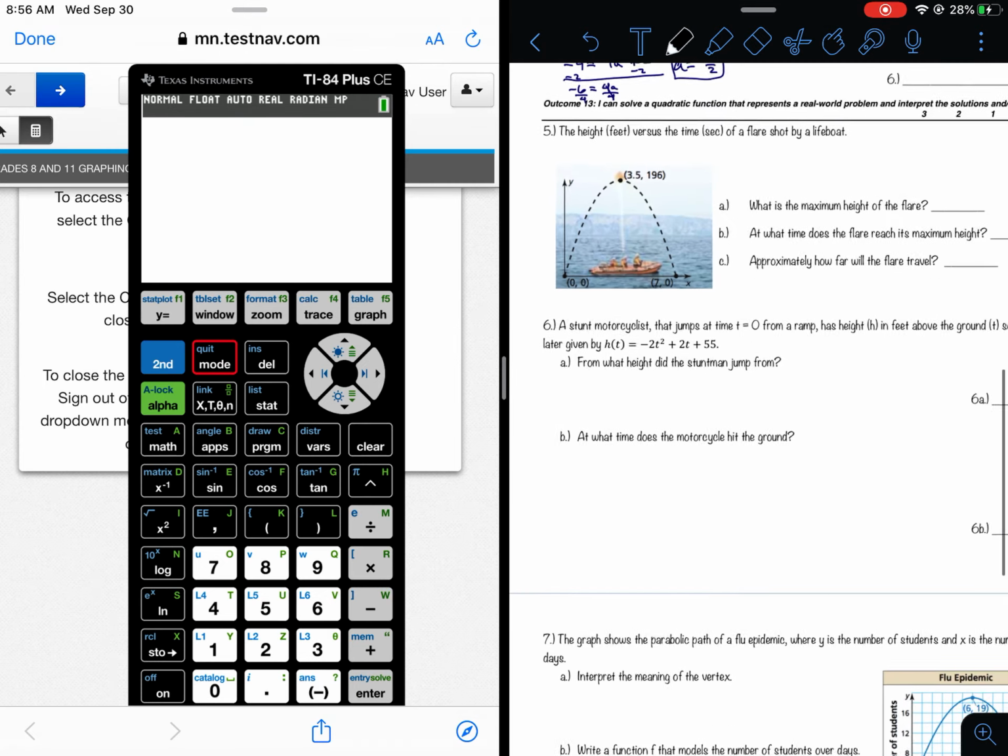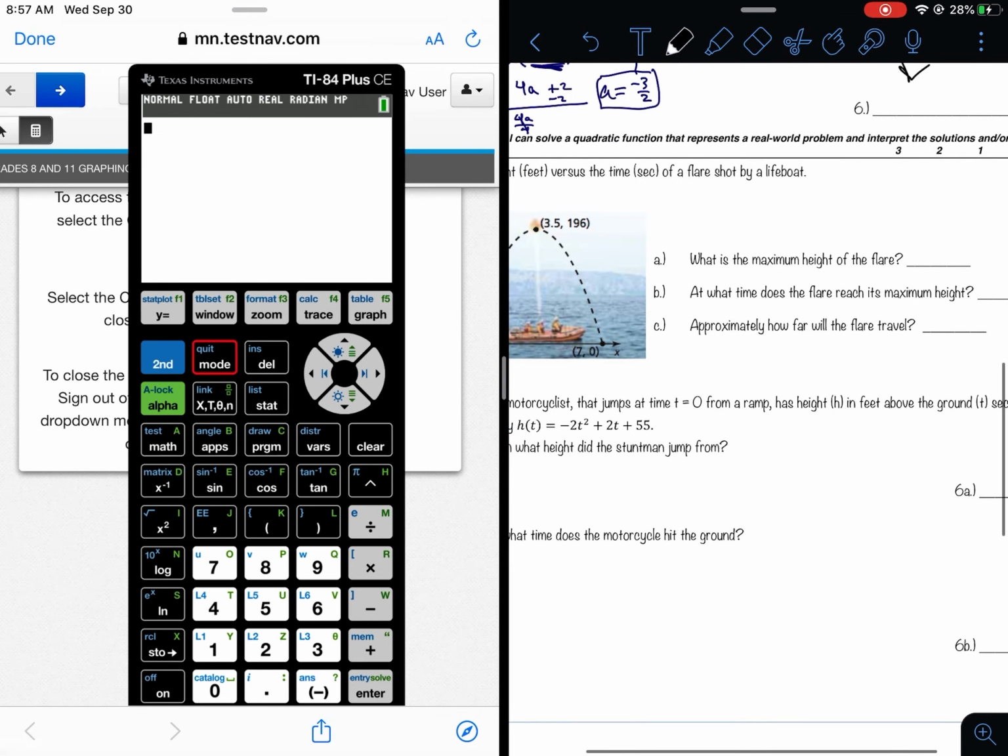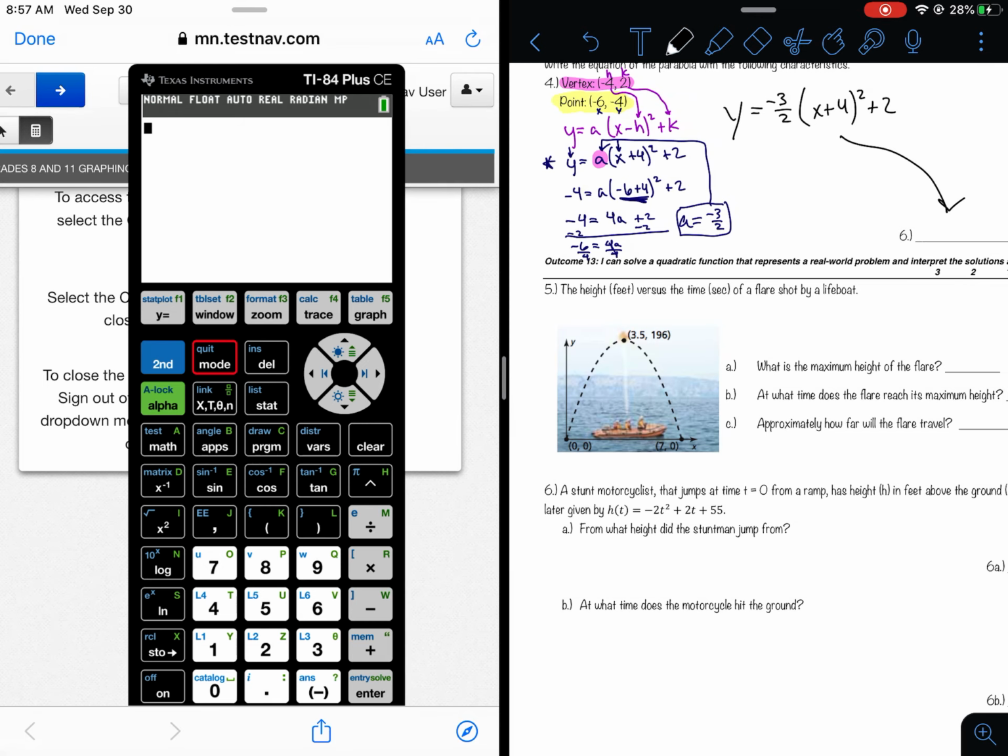Okay. And so if you remember, this is modeling quadratics. So when you're modeling quadratics, you need to use the graphing calculator to help you find different points within an equation, real-world points. So here's the flare problem again, kind of a visual of the flare problem again.